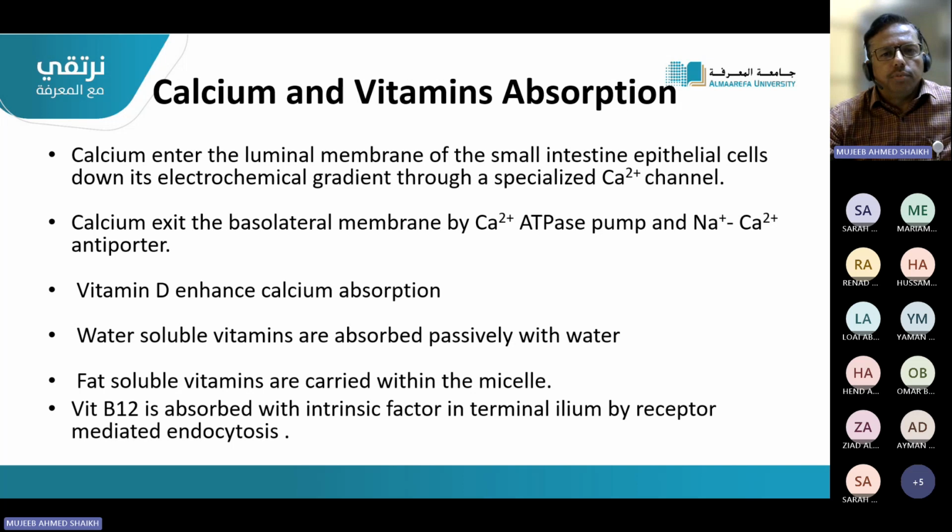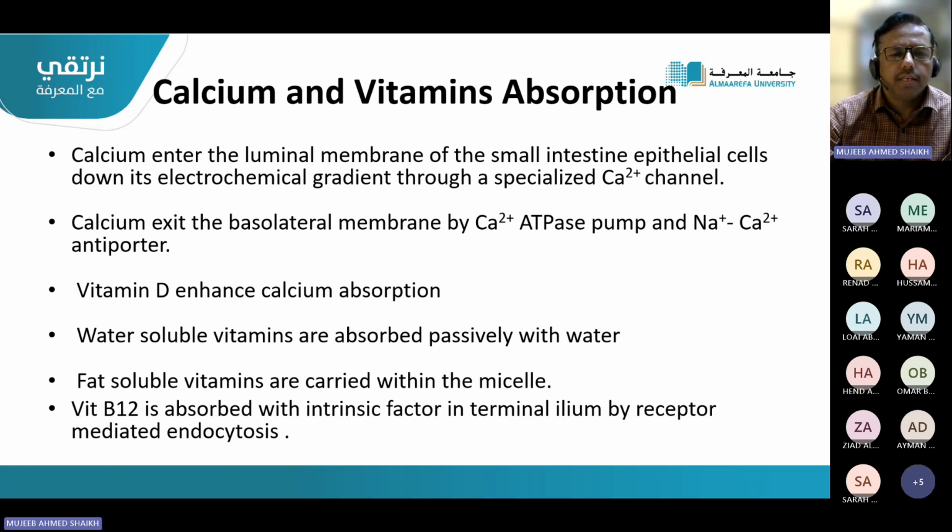Calcium and vitamin absorption: calcium is absorbed through channels, and vitamin D increases the absorption of calcium. So you will find that every time you buy a drug which is calcium, it is calcium plus vitamin D3, because it will help in the absorption of the calcium.